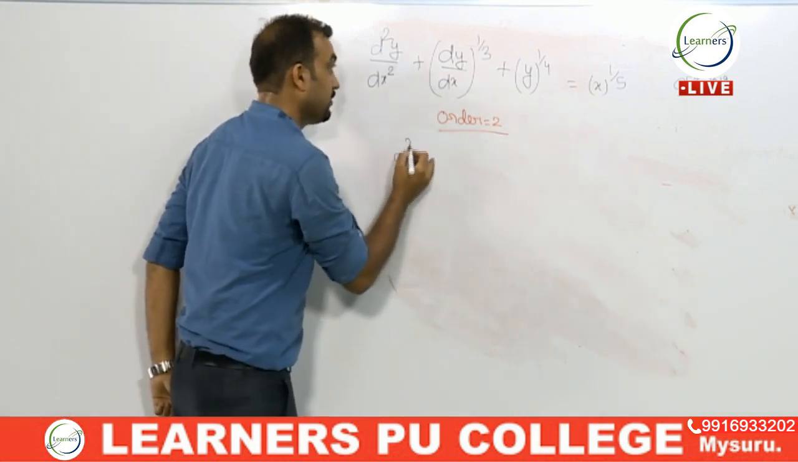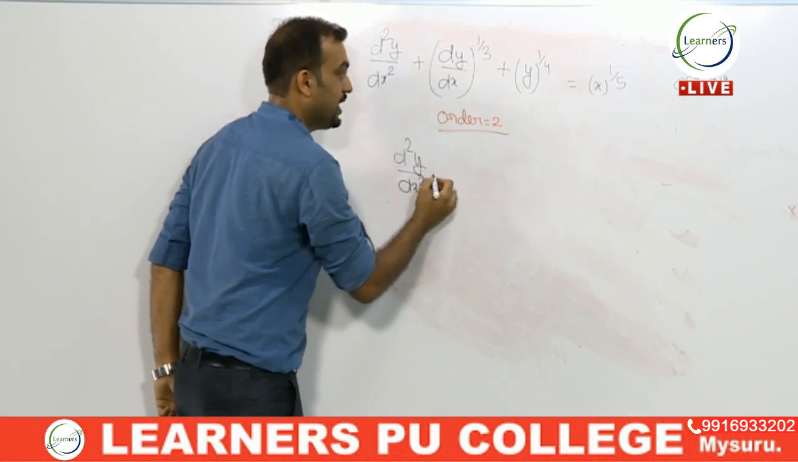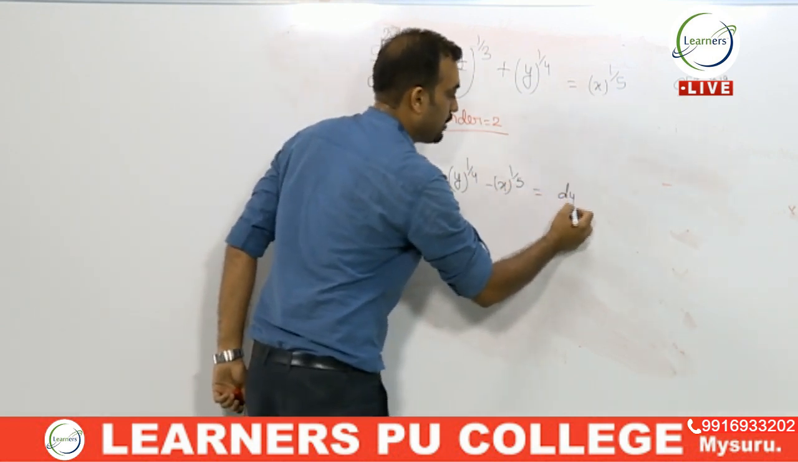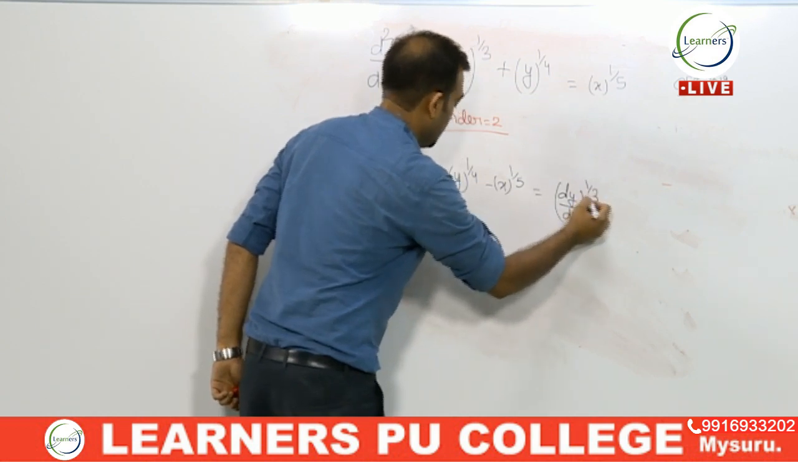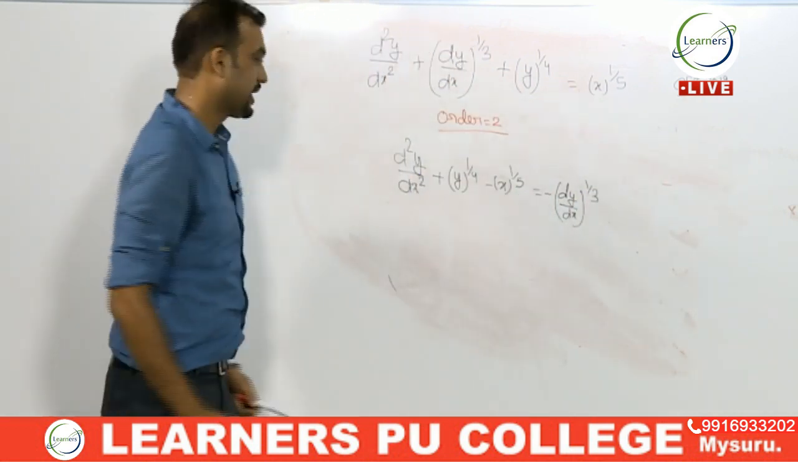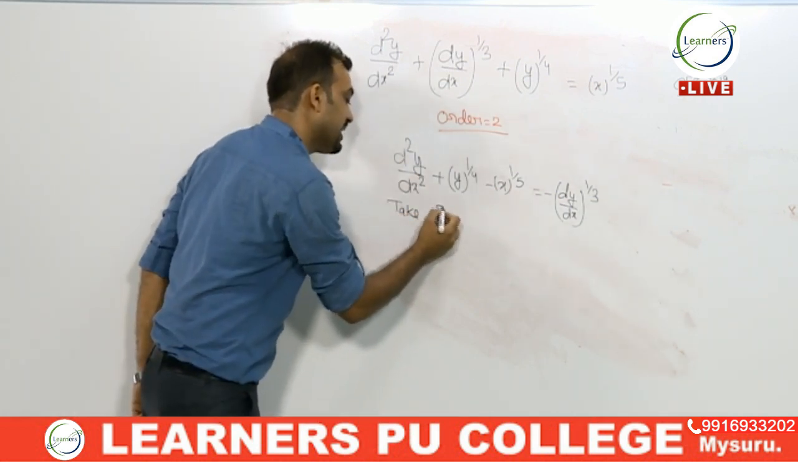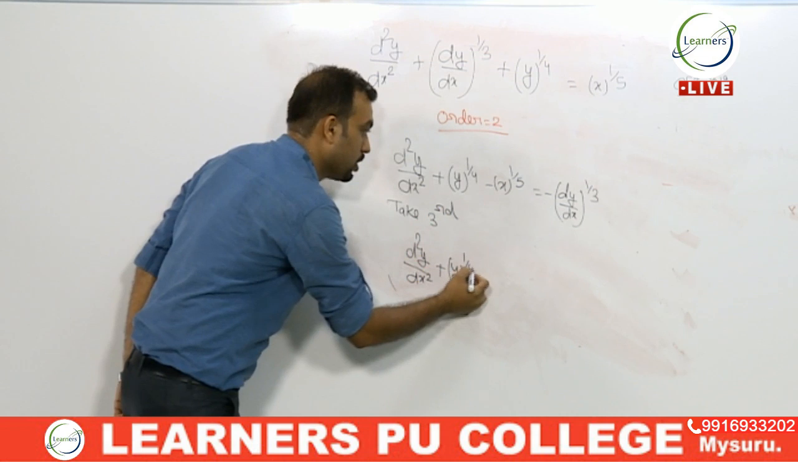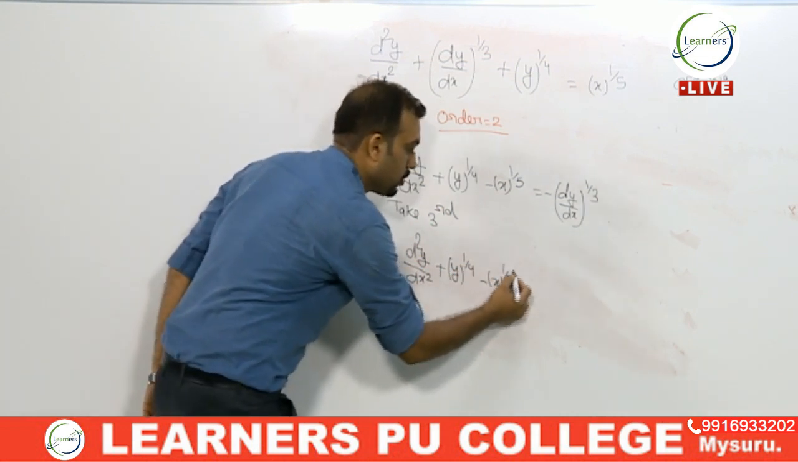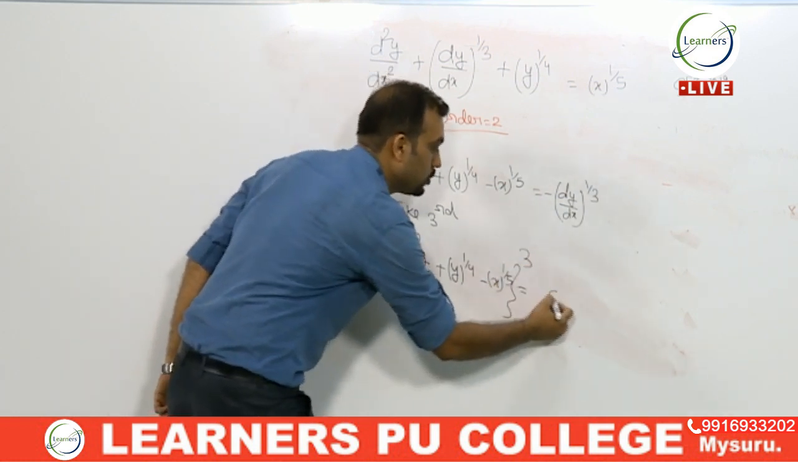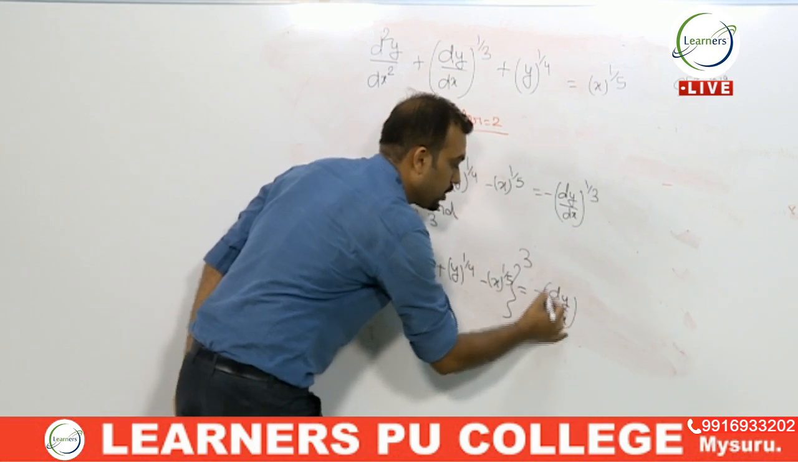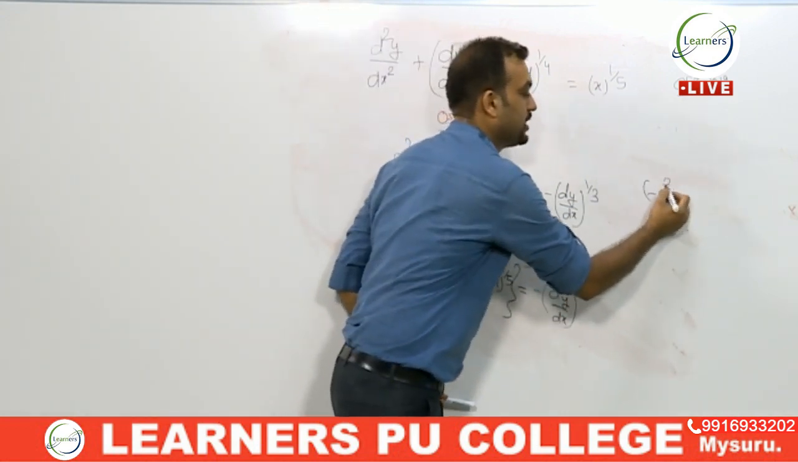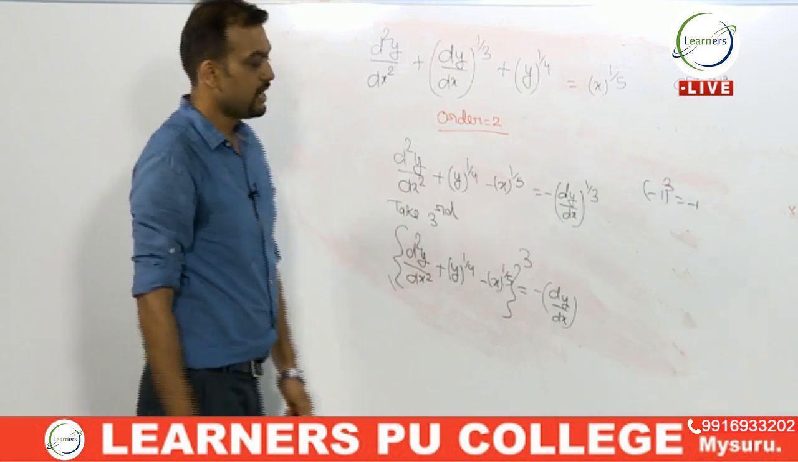Can we make it so? Let's try. Can I write the given differential equation in this way: d²y/dx² plus y^(1/4) minus x^(1/5) is equal to minus (dy/dx)^(1/3)? Now, can I take the third power of both sides? If I take the third power of both sides, (d²y/dx² plus y^(1/4) minus x^(1/5)) whole cube is equal to minus of dy/dx. Third power of 1/3 gives the first power, and minus 1 cubed gives minus only. Now it is free.